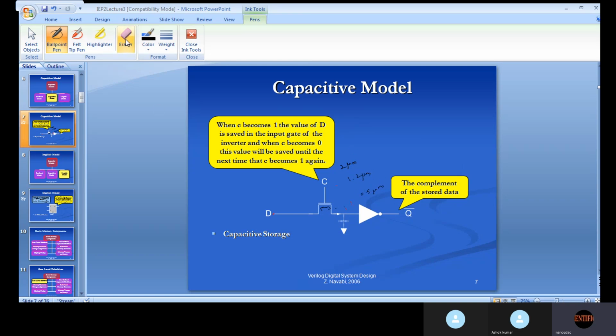So the technology will be varying. With the varying technology, the storage capacity also will vary. Okay, so this capacitor, if you are scaling too much down, may not store.